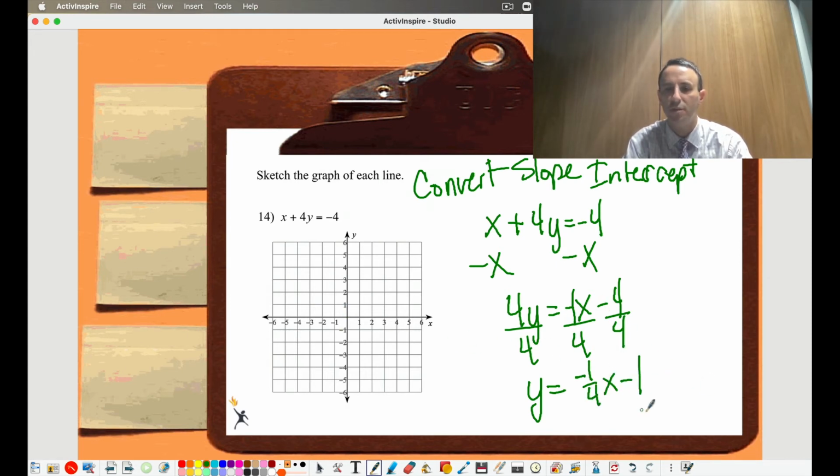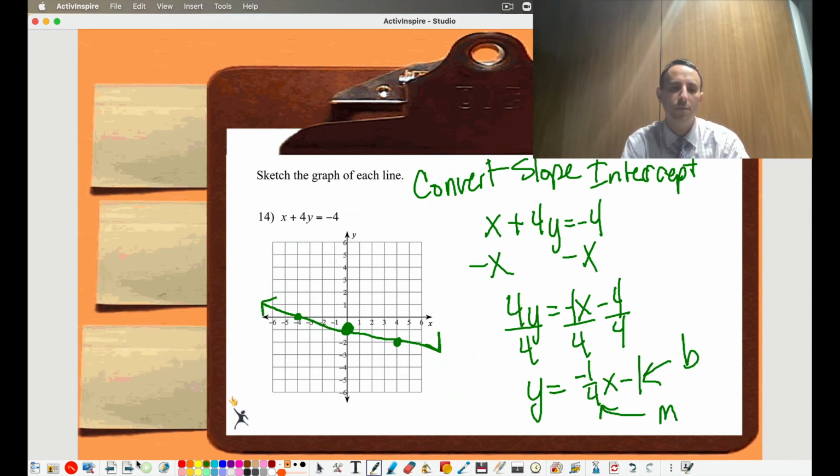So there's my new starting point. That's b, just like in our previous section. And there's m, there's our slope. So we're going to start at -1 right here. We're going to go down 1 to the right 4. Then we'll switch it up. Go up 1 to the left 4. Again, get your line through it. And there you go. There's your graph.